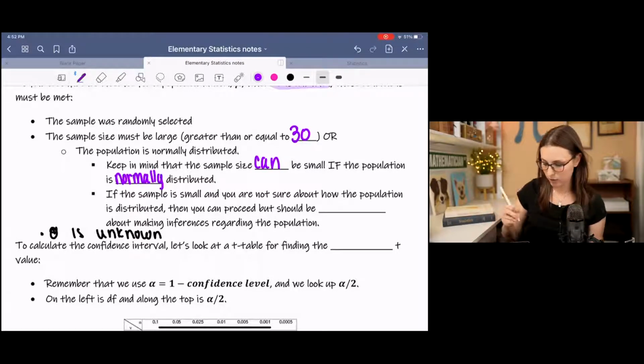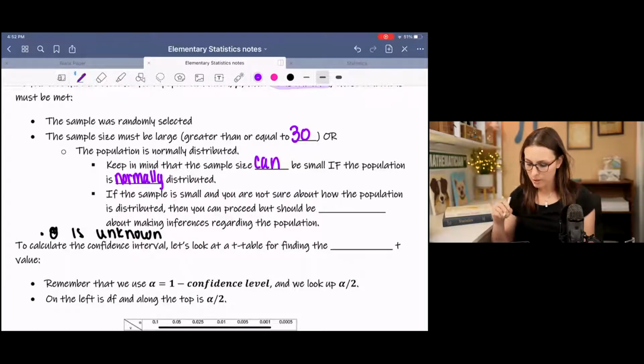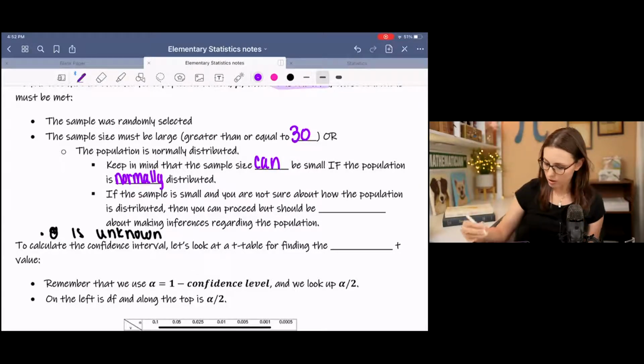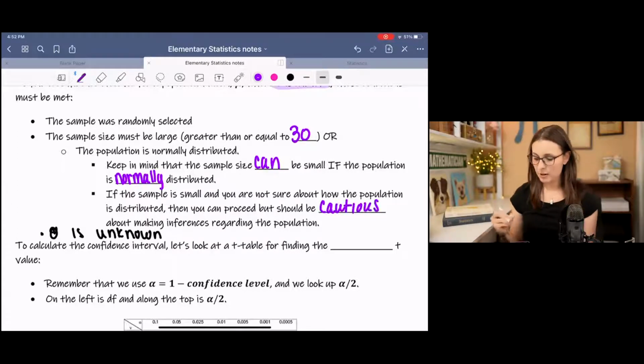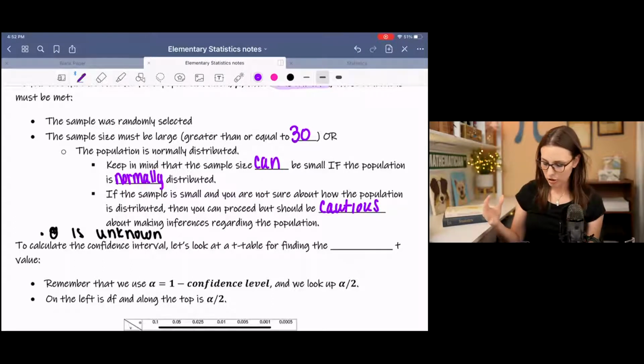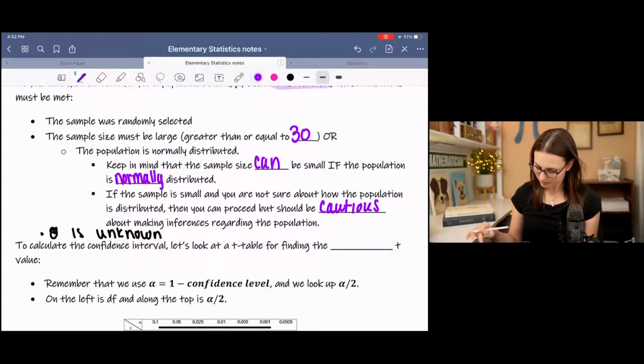And this is kind of a review, so I'm going quickly through it. If the sample size is small and you're not sure about how the population is distributed, then you can proceed, but should be very cautious about making inferences regarding the population. And then the third condition is that the population standard deviation is unknown.